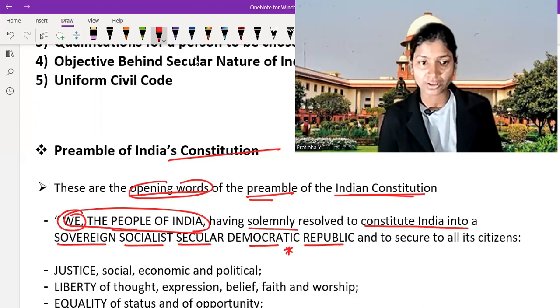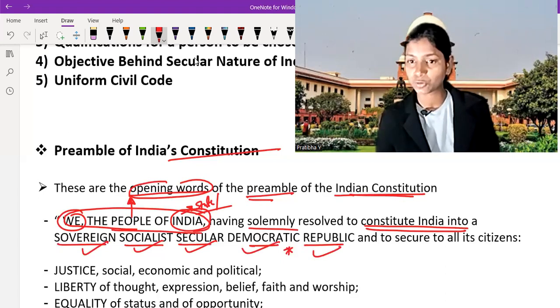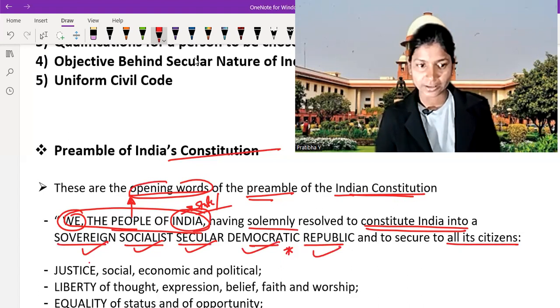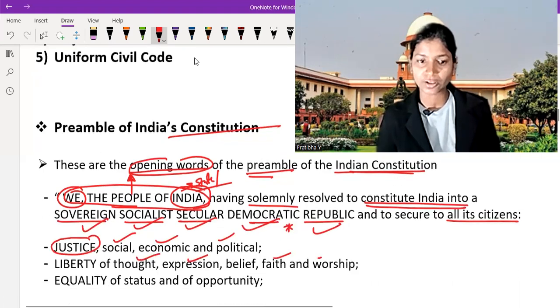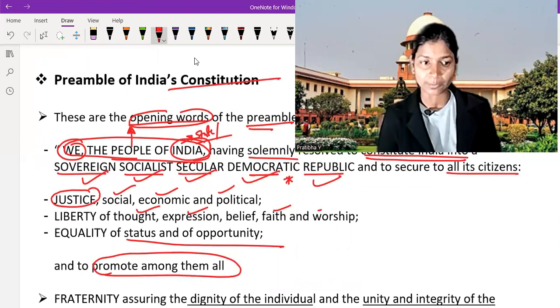Here it is not about the people of this state or that region. No, we, the people of India. That means the people are the full authority. Have solemnly resolved to constitute India into a sovereign, socialist, secular, democratic republic. These are keywords of the political system, and to secure to all its citizens justice of social, economic, and political, liberty of thought, belief, faith, worship, and expression, equality of status and opportunity, and to promote among them all this equality among other people.